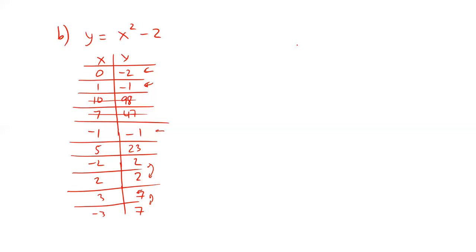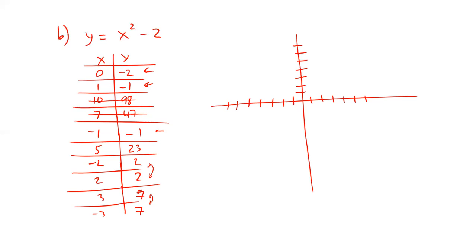Okay, so let's graph this guy. So I got 7 over here. I think I'll go out 7. 1, 2, 3, 4, 5, 6, 7.